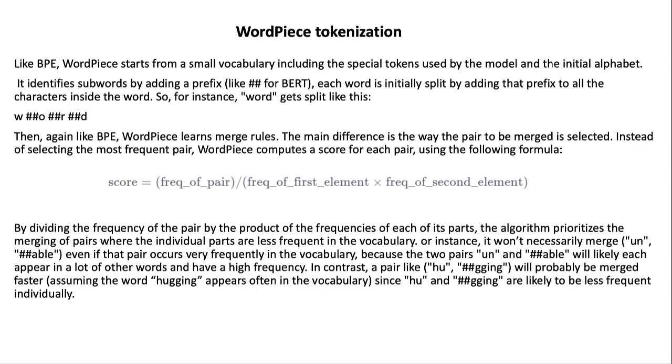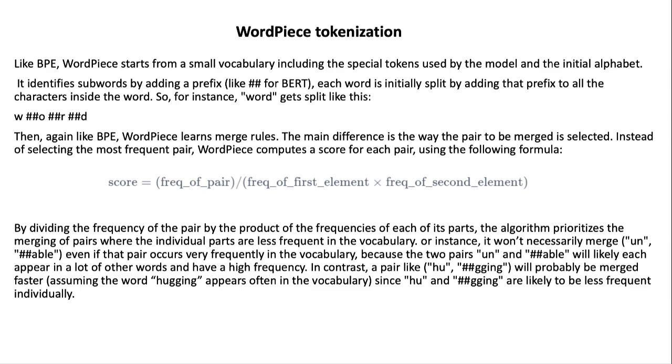Just like BPE, WordPiece learns merge rules, but the big difference is how it chooses which pairs to merge. Instead of simply picking the most frequent pair, WordPiece uses a scoring formula that looks like this. Score equals the frequency of the pair divided by the frequency of the first element times the frequency of the second element. This formula helps the algorithm prefer merging pairs where the individual parts are less common.